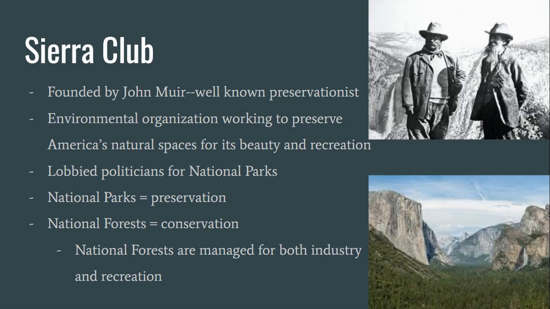National parks are more in line with Muir and the Sierra Club's ideas of preservation. The land is an end in itself and should not be exploited for commercial gain. National forests have two goals. They share the park's goal of being a place for recreational activities, but they are also managed for industry as well. So in a national forest, you might see areas of logging and cattle ranching.